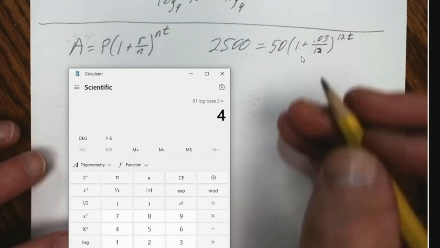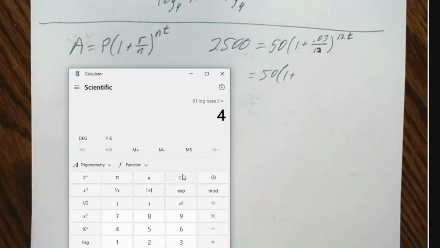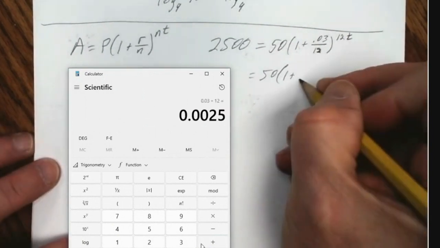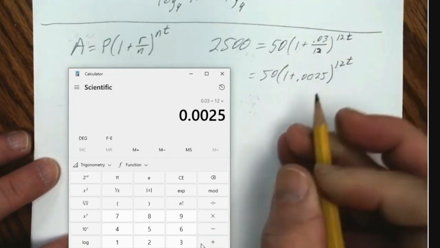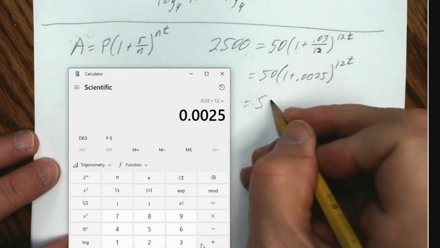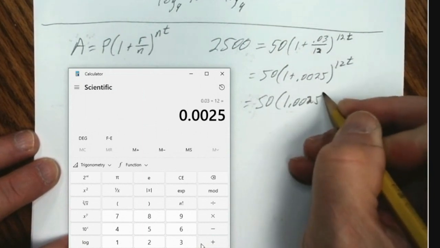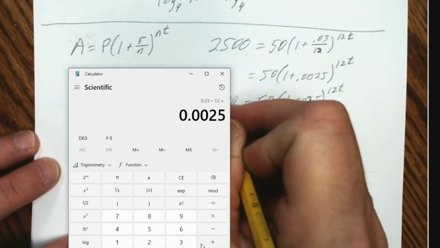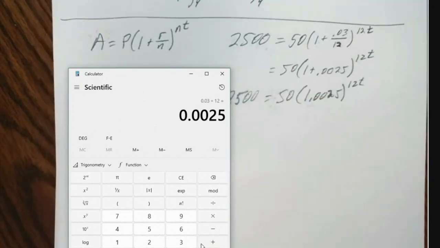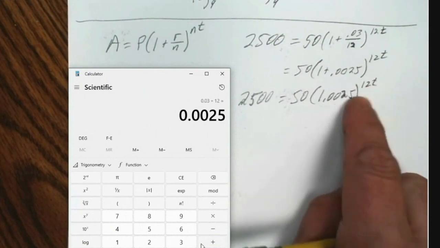0.03 divided by 12. So 50 times 1 plus, what is 0.03 divided by 12? That's 0.0025 to the 12t. So this is 50 times 1.0025 to the 12t going to equal $2,500. When will that equal $2,500? So that's as far as we can go right now until we can figure out the 12t part.